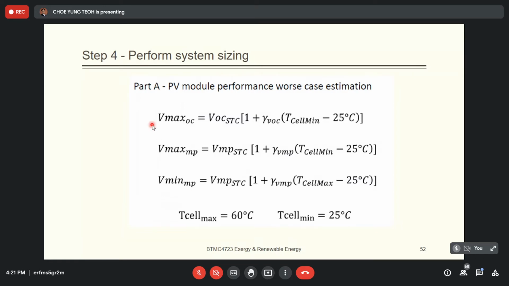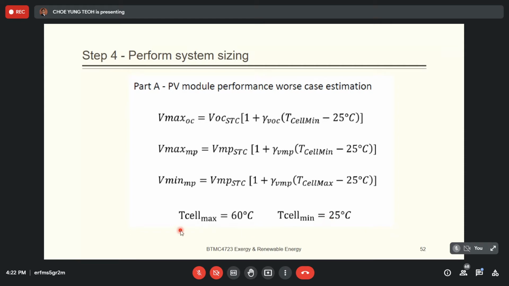Okay, the first one is for safety. Open circuit voltage, normally you won't apply this, it's just for safety so you don't exceed this value. And then of course, you have the maximum voltage when you have the minimum temperature. You can see that the value we use, maximum cell temperature is 60 degrees, minimum cell temperature is 25 degrees Celsius.